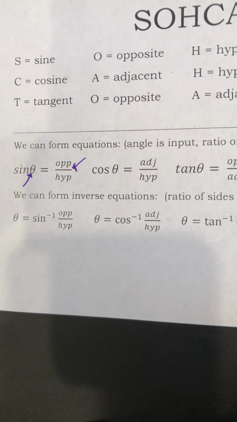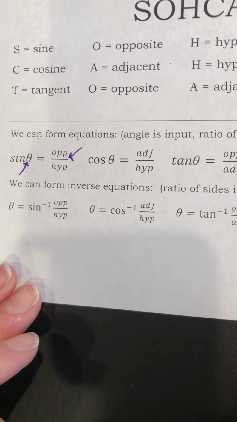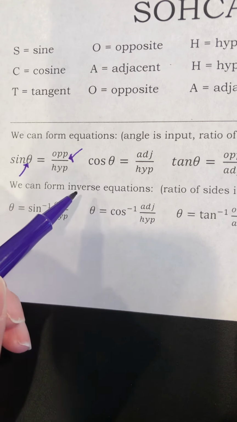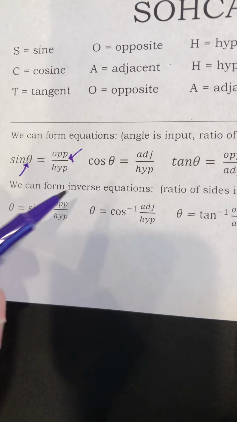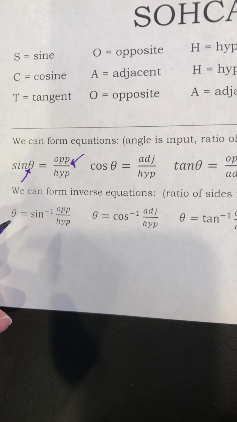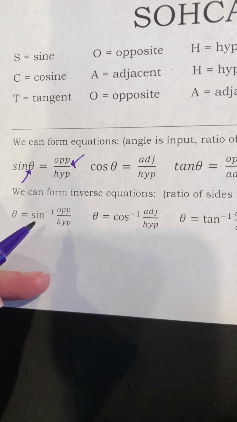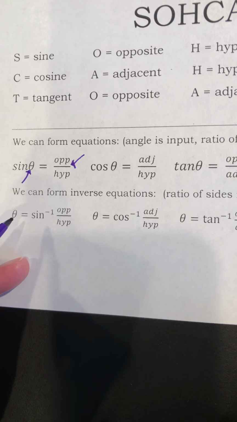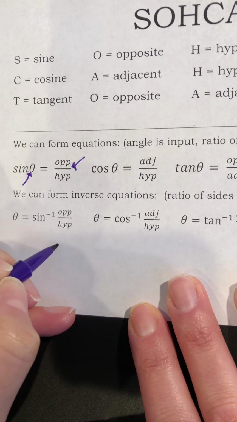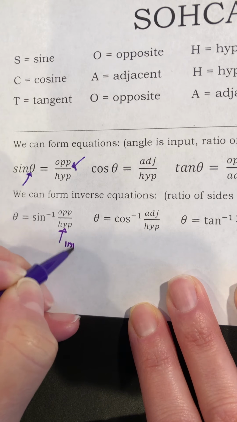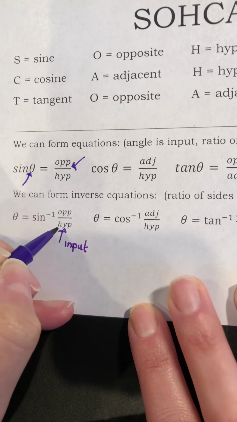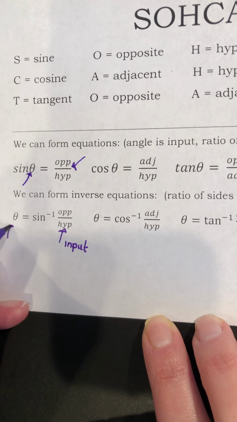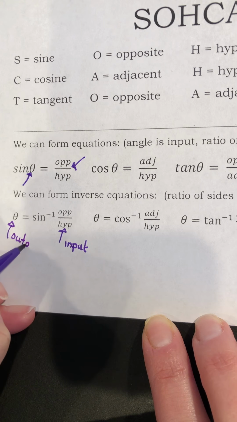Now, what if we want to find a missing angle? Well, now there are similar equations called inverse equations, and you're going to learn about inverse equations in Algebra 2, so don't worry too much about that. But basically, it's using the same acronym. So inverse sine, that's how I read that little -1. Opposite over hypotenuse equals the angle. In this case, the input is the ratio of the sides. So if we know the ratio of the sides, we're going to use this formula. And the function will give us the output of an angle that we're looking for.